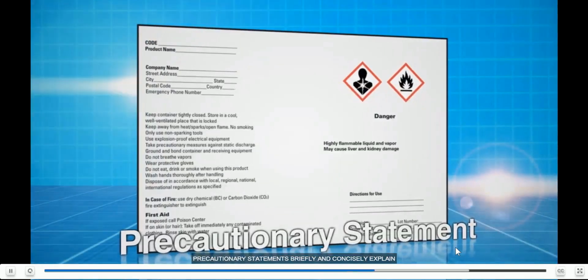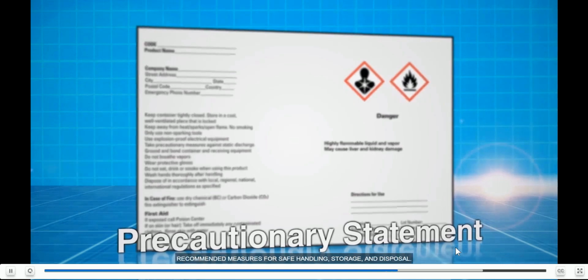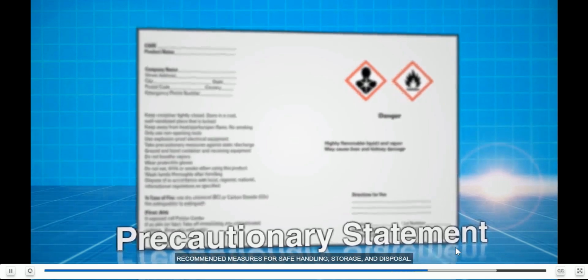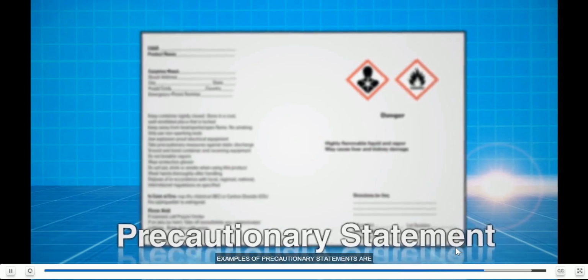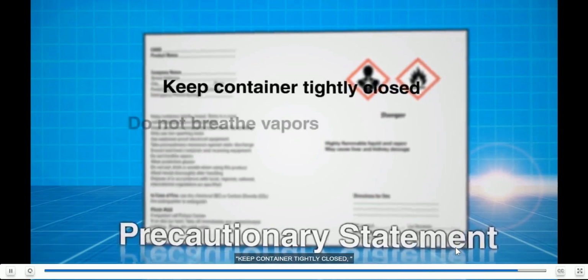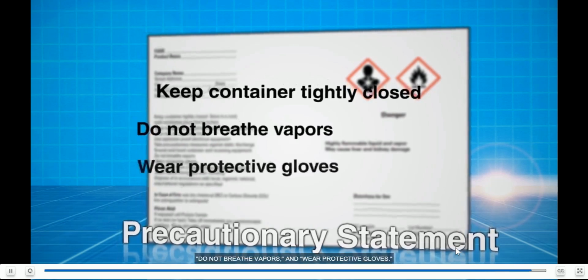Precautionary statements briefly and concisely explain recommended measures for safe handling, storage, and disposal. They may also indicate how to handle an incident involving the product. Examples of precautionary statements are keep container tightly closed, do not breathe vapors, and wear protective gloves.